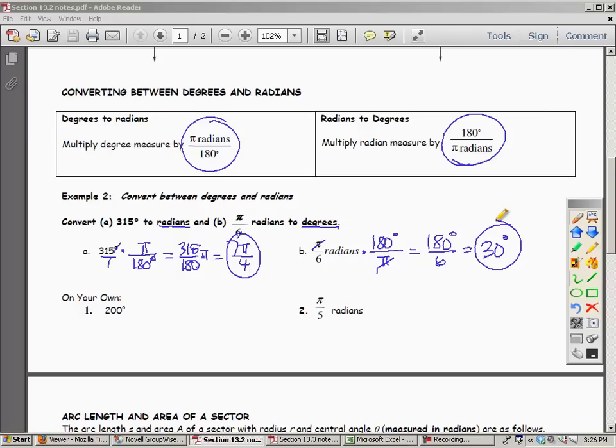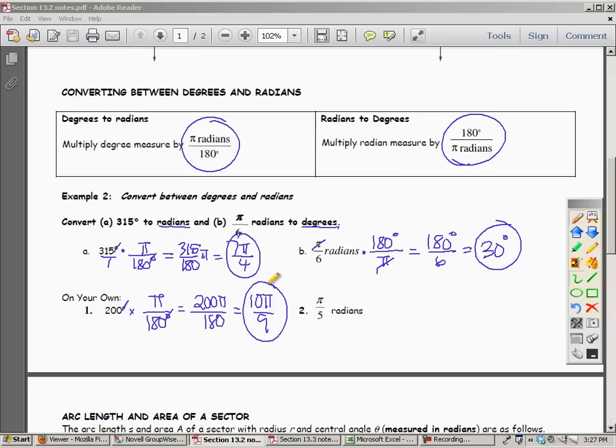So take a look, 200, because it's a degree and I want to get rid of it, I multiply with my degrees on the bottom and my pi on the top. Degrees cancel out, so I get 200 pi over 180. Again, don't put the pi in there when you're using your calculator, just 200 over 180 reduces to 10 pi over 9.